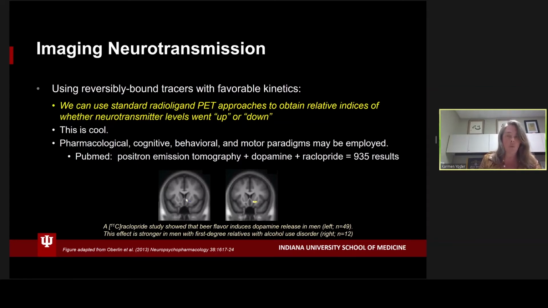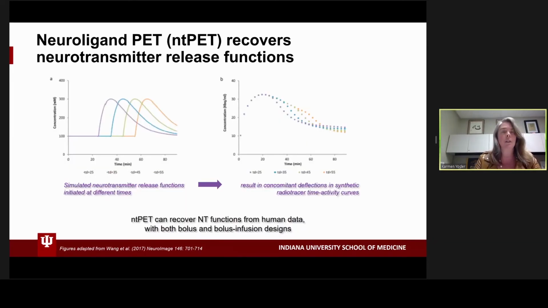Now, this isn't the only way we can look at data. My colleagues at Yale recently developed a novel approach called Neuroligan PET, or NT-PET, which actually can recover the neurotransmitter release function. And what I didn't mention in the previous slide is that this is kind of almost a binary way of looking at it, whether dopamine levels went up or went down, but it doesn't have any temporal information about the dopamine signal itself.